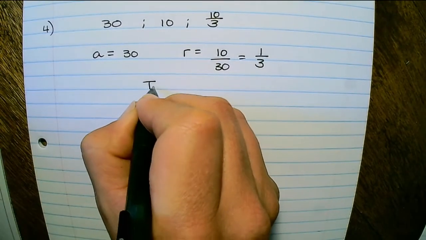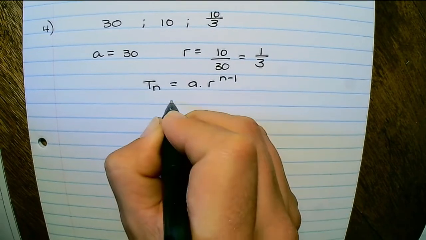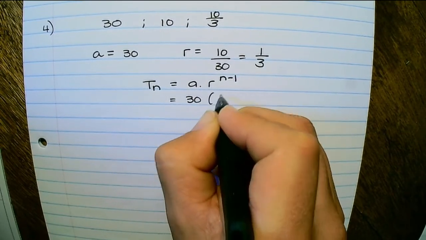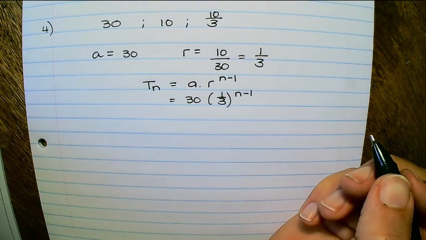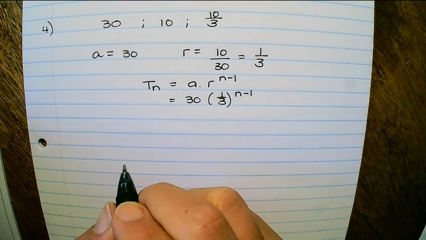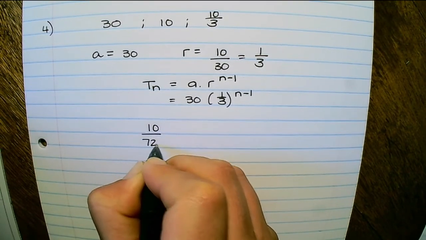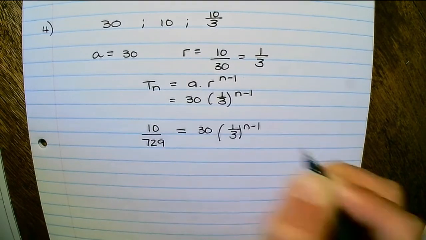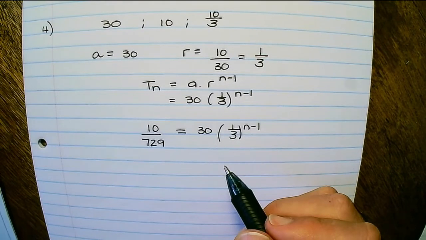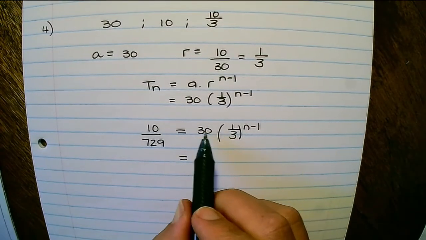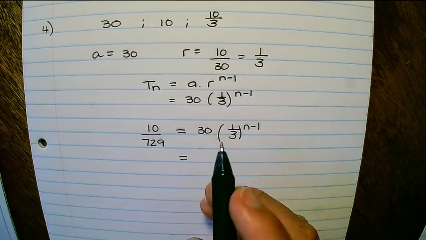So the general term is a times r to the power of n minus 1. That is 30 times a third to the power of n minus 1. And we want to know which term is equal to 10 over 729. So we want to solve n. So what I can do is divide both sides by 30.